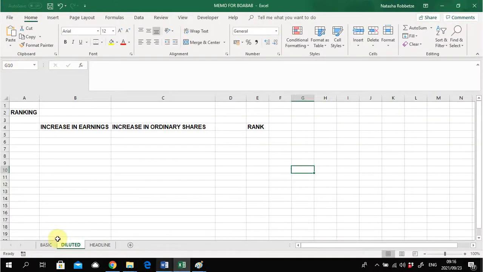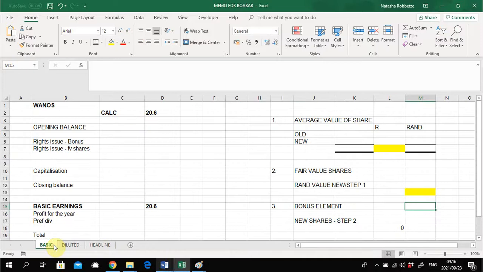Moving on to the memo, I've just typed a layout so that this video isn't like 5 hours long. And I want us to start with the basic earnings per share, which is required number A. And then we need to calculate the weighted average number of shares and the basic earnings. So I'm going to start with the weighted average number of shares, and the opening balance is given to us as 2 million ordinary shares at the beginning of the year. Then there is a rights issue, and following that there's a capitalization issue.